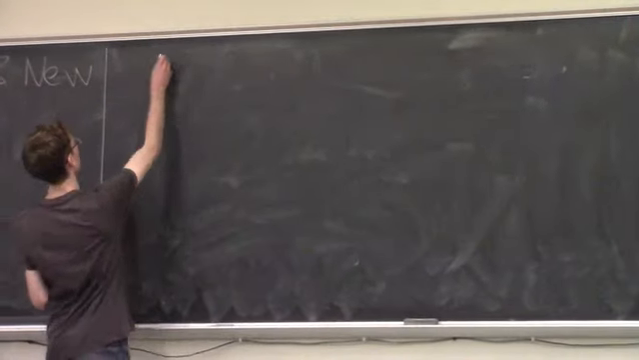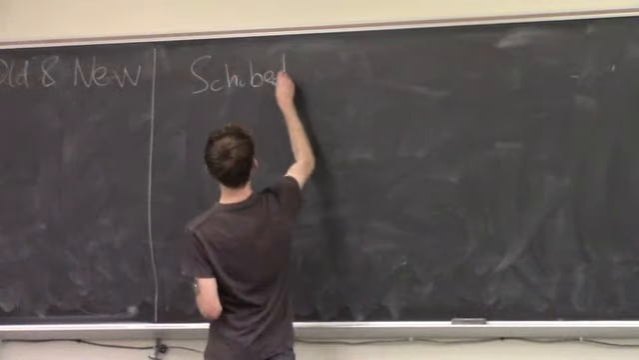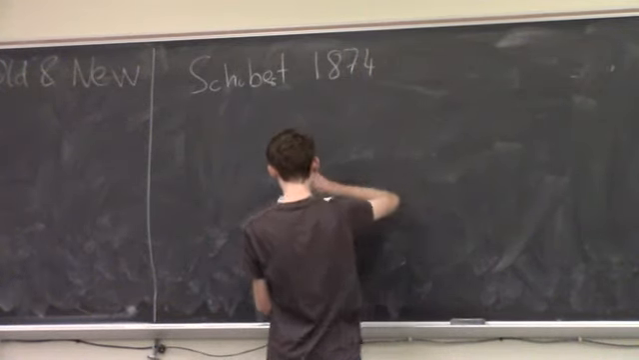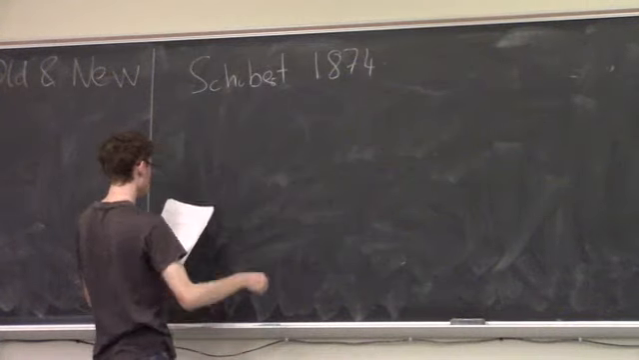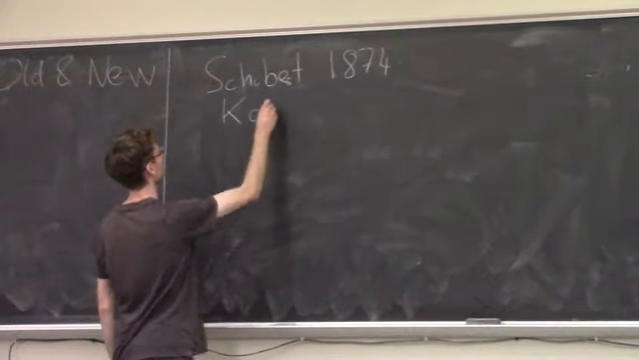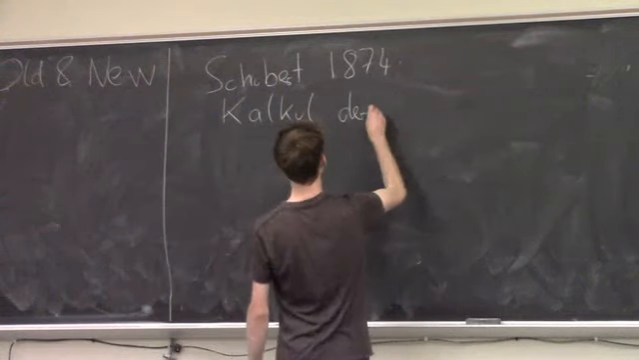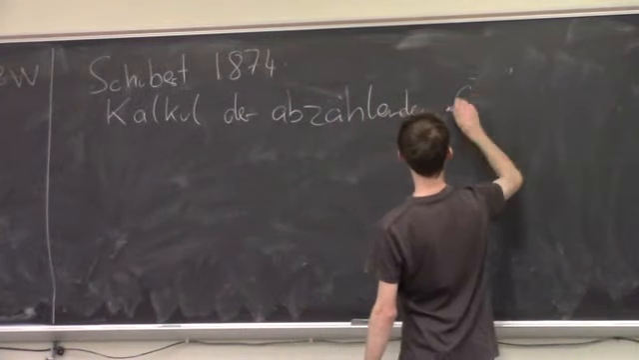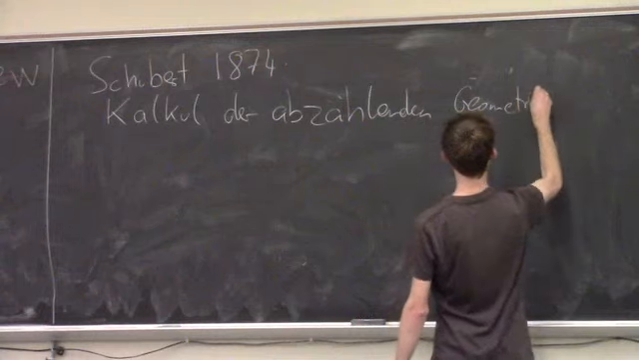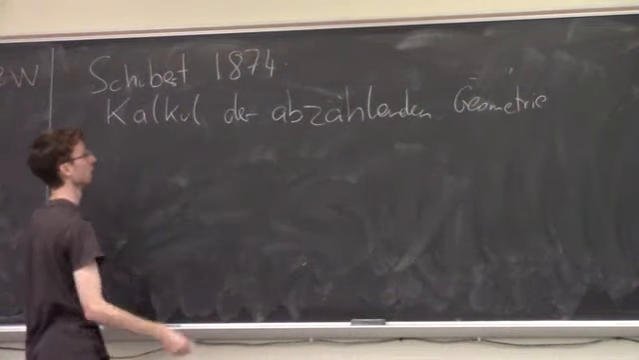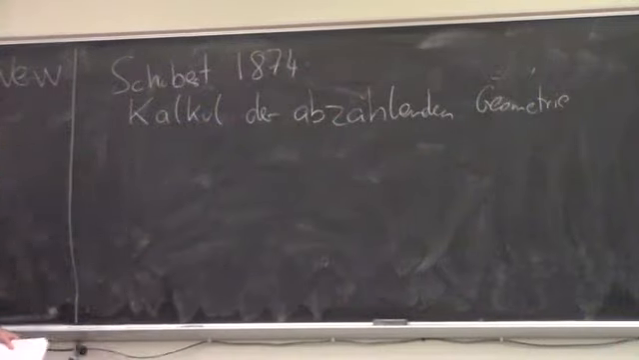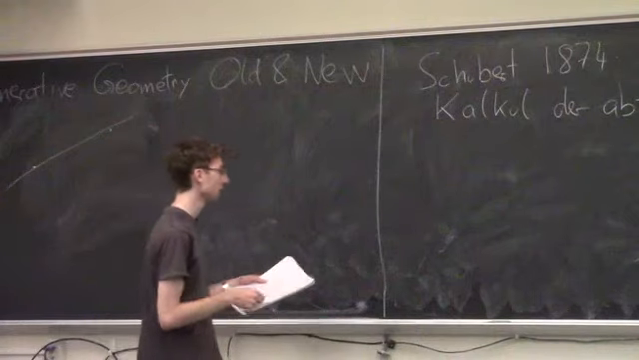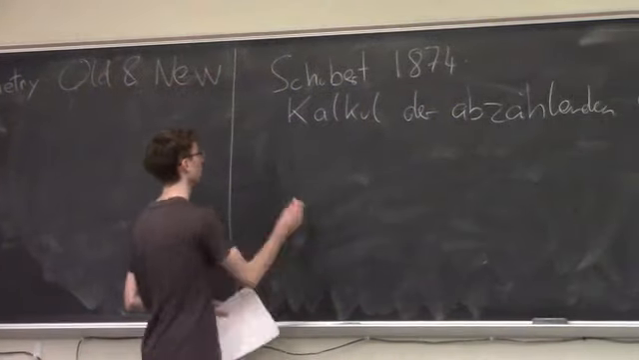And the subject was kind of found by Schubert, who lived in the 19th century, and he had a paper in 1874, which is called, it's in German, Kalkül der abzählenden Geometrie. And if you put this into English, this would be calculus of enumerative geometry. And in that paper he kind of founded the subject. And one of the problems he studies in that paper is the following.